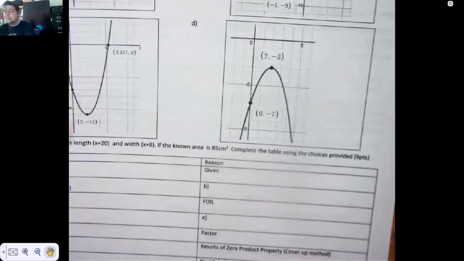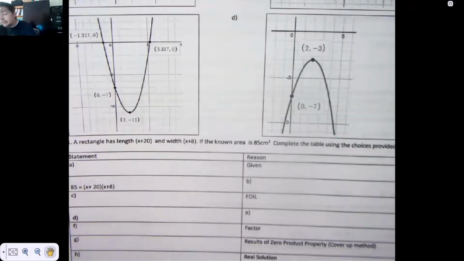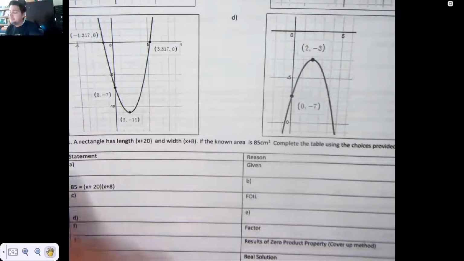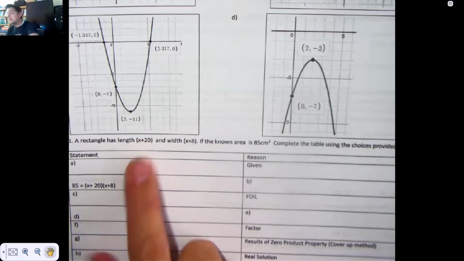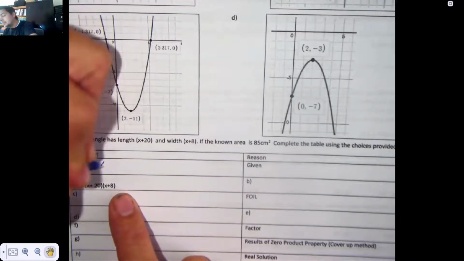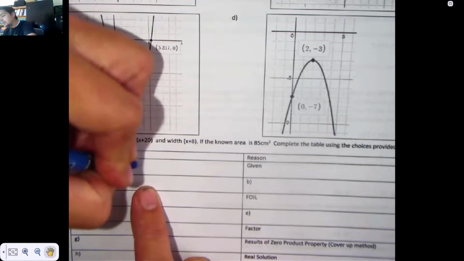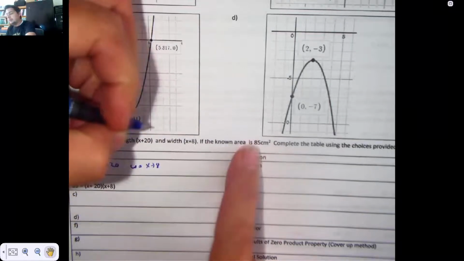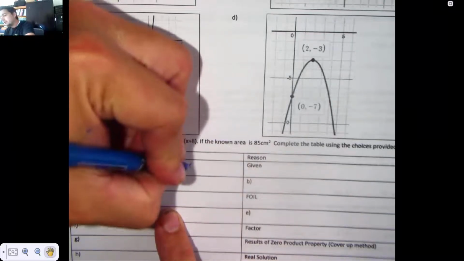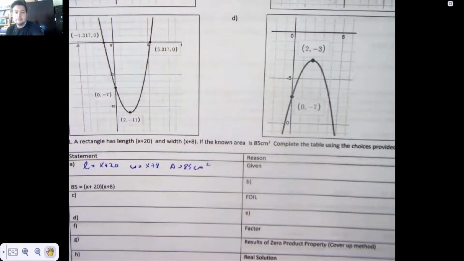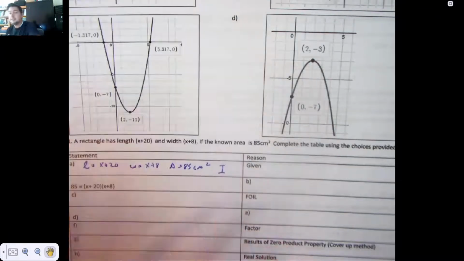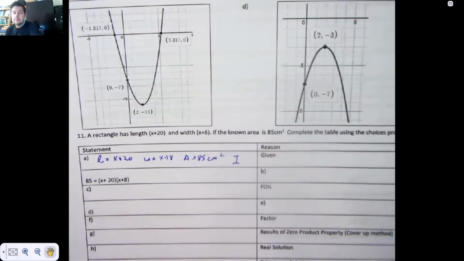All right, starting off with number 11. The number of you that missed the given statement was beyond appalling. What is given? That the length is x plus 20, the width is x plus 8, and the known area is 85 square centimeters. By the way, if you look down and glance, that's choice 1. That's what's given. Now, what happened here?